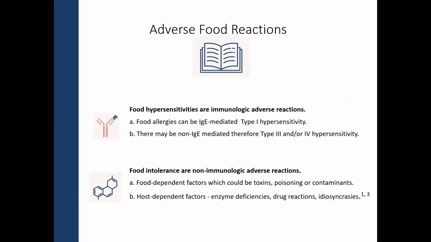Food hypersensitivities are immunologic adverse reactions. Food allergies can be IgE-mediated type 1 hypersensitivity, and there may be non-IgE-mediated, therefore type 3 and/or 4 hypersensitivity. Food intolerances are non-immunologic adverse reactions. There are food-dependent factors like toxins, poisoning, or contaminants, or host-dependent factors like enzyme deficiencies, drug reactions, and idiosyncrasies.